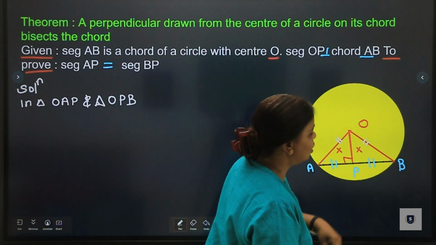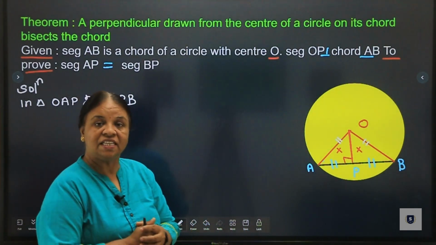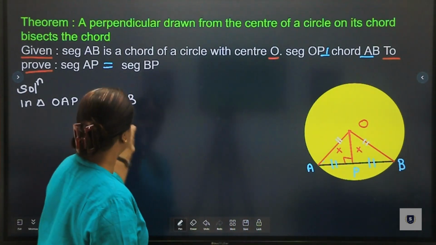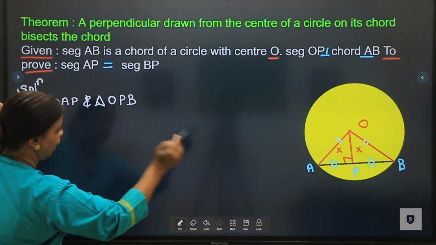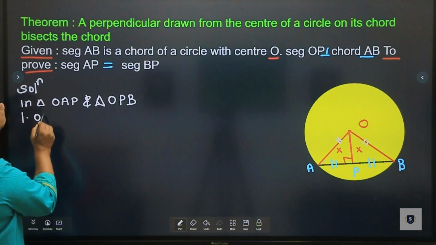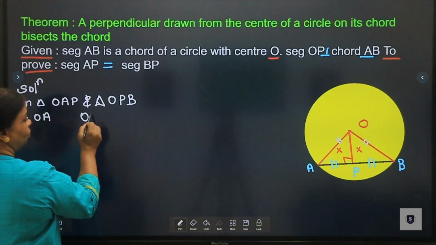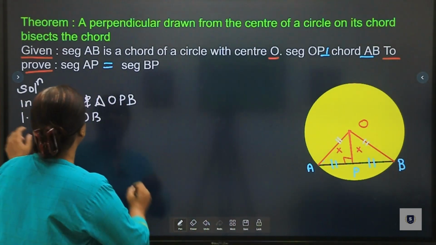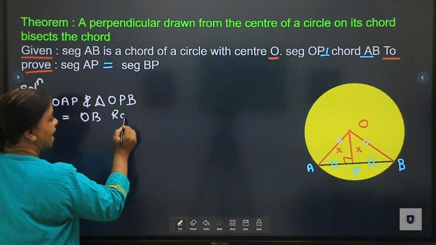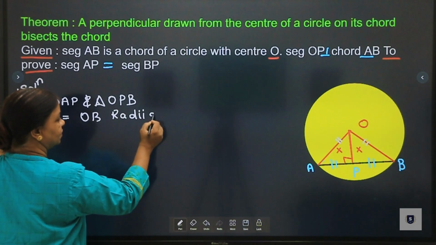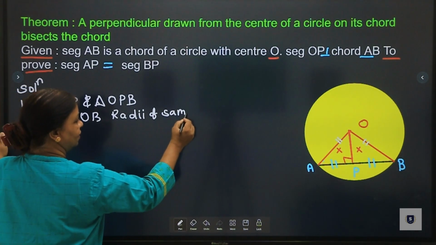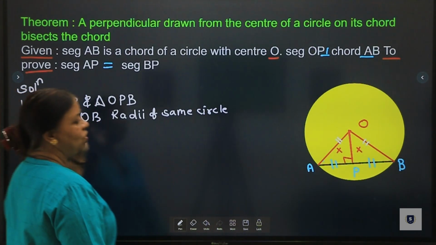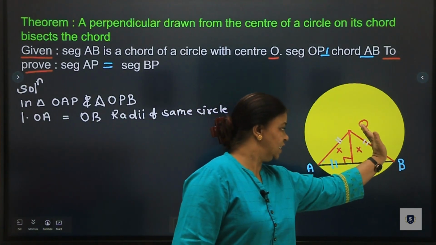So we will be proving these two triangles equal and then we can easily prove that line AP is equal to line PB, children. So let's prove them equal. What can you say about OA and OB? Yes, OA is equal to OB. Why is OA equal to OB? They are the radii of the same circle. Clear? They are the radii of the same circle. So we got this line equal to this line.